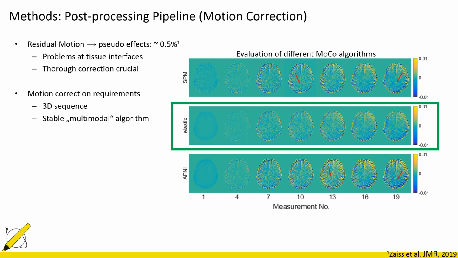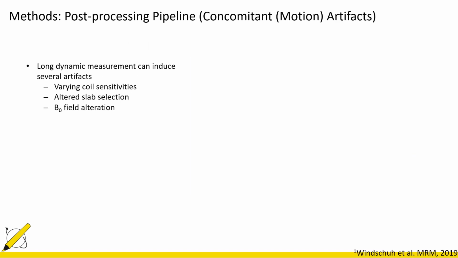In addition to just pure volume mismatch after motion, there's also a lot of other stuff that can generate a false contrast. For example, we can have an altered slab selection if the patient moves in Z direction. And to be able to correct for these effects, we decided to use the following repetitive measurement pattern at these specific frequency offsets. Now, why do we do that?